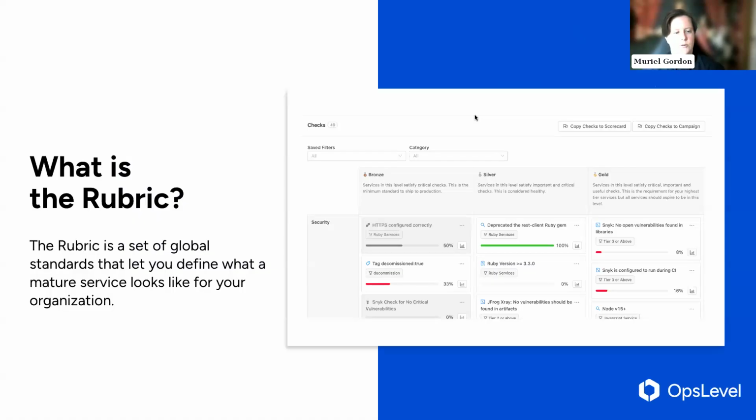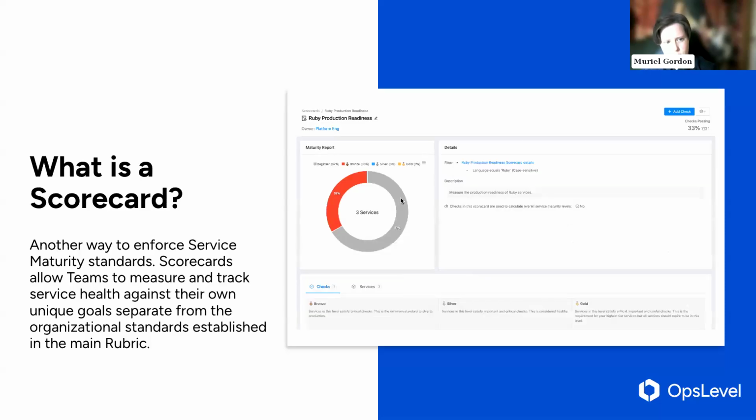The first is rubric. The rubric is a set of global standards that let you define what a mature service looks like for your organization. So think of the rubric as a way to set a standard that could apply to any service in your account. It doesn't have to, but these are just generally best practices as far as getting things done. So that's the first definition. The second definition, scorecards.